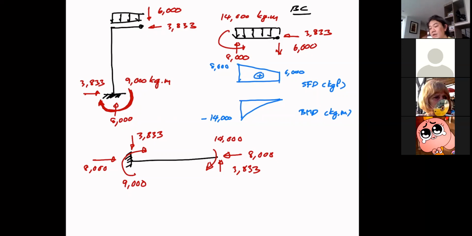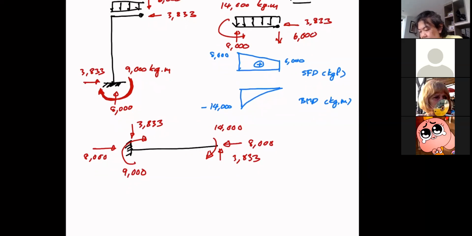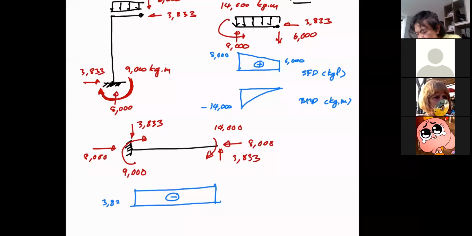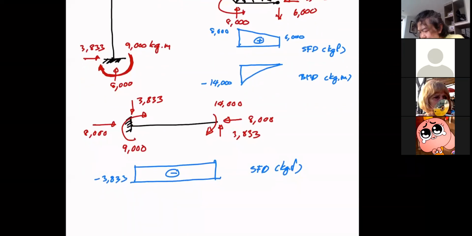All right. So simple enough for the shear force and bending moment diagram, because we have all the end forces for the member. So the shear, now if you begin from the left, it's down and then up. So this is a negative shear, right? 3833. Shear force diagram in kilogram force, and then the bending moment diagram. Don't forget that this is not a simple beam. You have moment on both ends, so your bending moment diagram should reflect that.